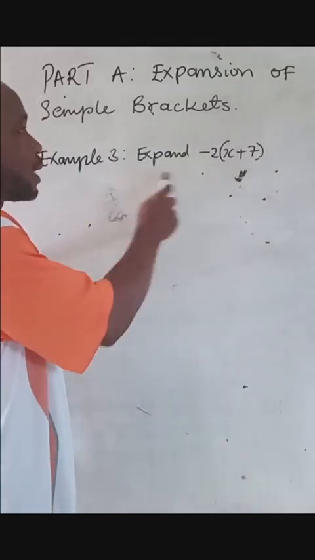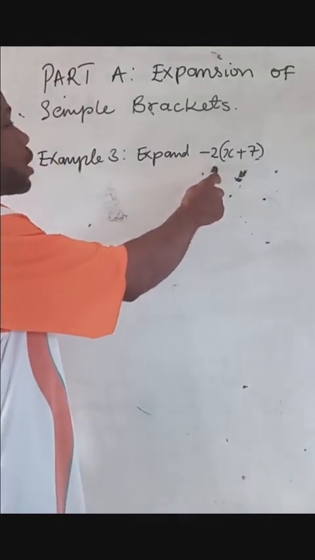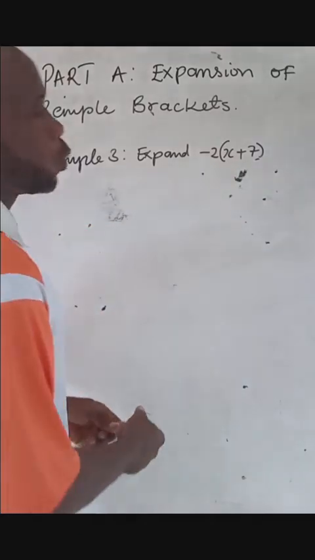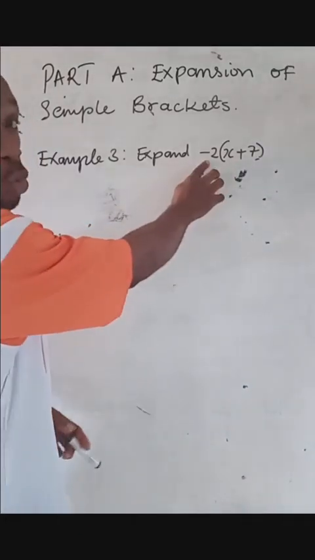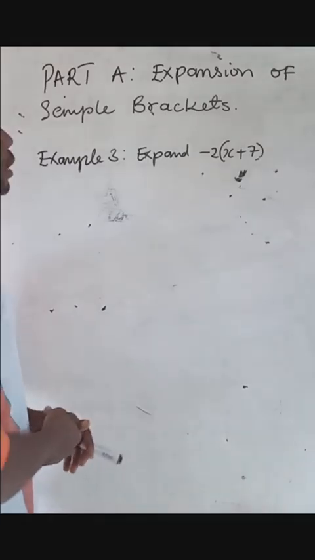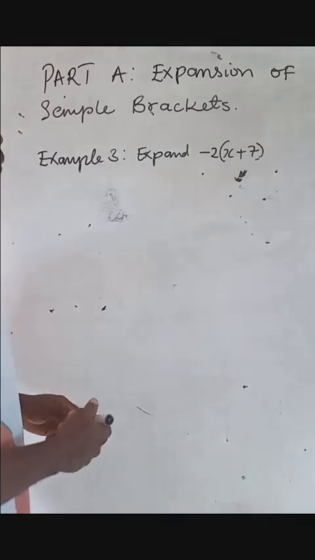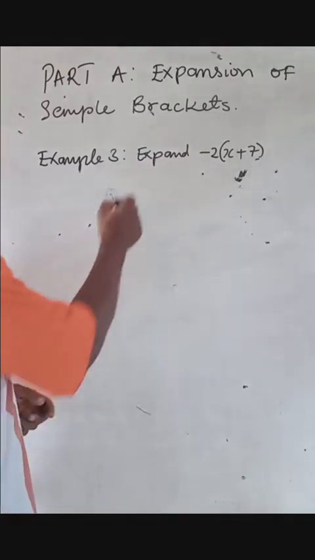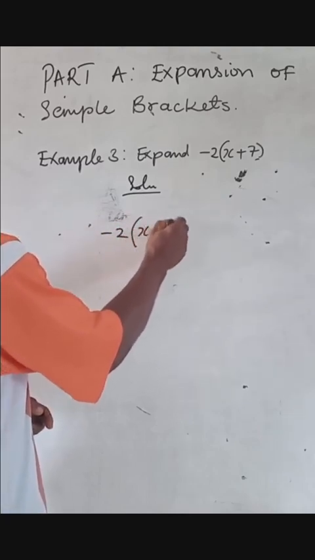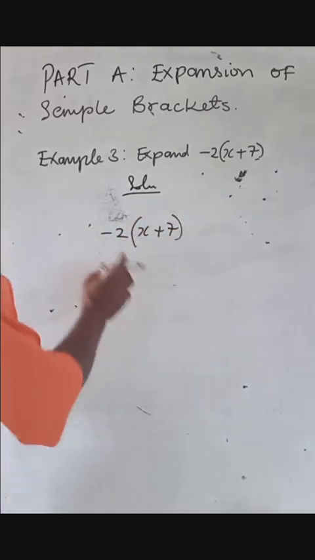Example 3. Expand minus 2 bracket open x plus 7 bracket close. In this example, we're using the negative number minus 2 to multiply each term inside the bracket to expand it. So the solution is going to be minus 2 multiplied by x plus 7. So minus 2 is going to multiply each term in the bracket.